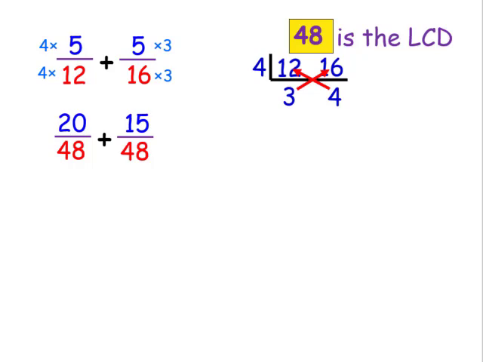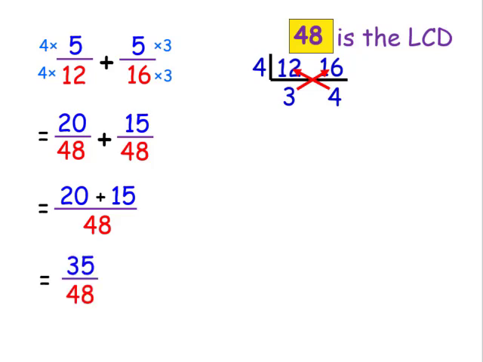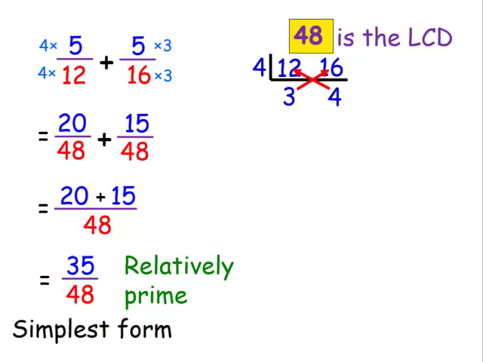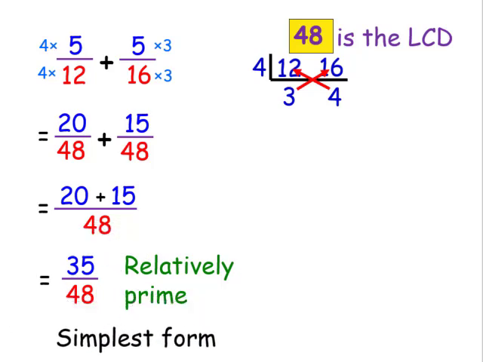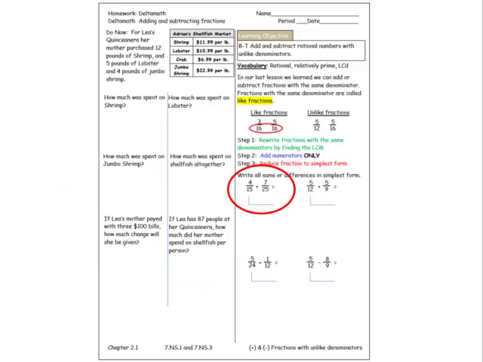So now when we add, since we have the same denominator, all we have to do is add the numerators together. 20 plus 15 is 35 over 48, and these in fact are relatively prime. So we're in simplest form. I'm going to start this problem on your guided notes. And you may want to write this down and pause it because we're going to do the 3 examples. And then the rest you have to do.